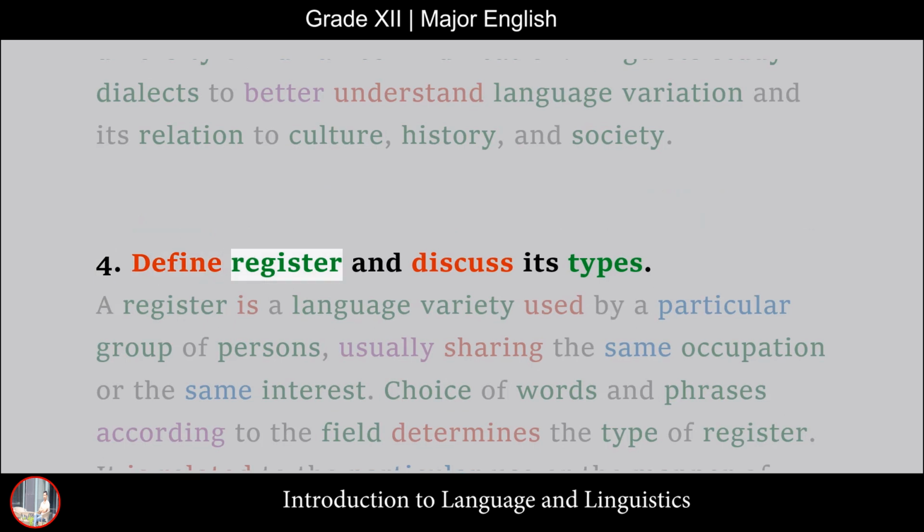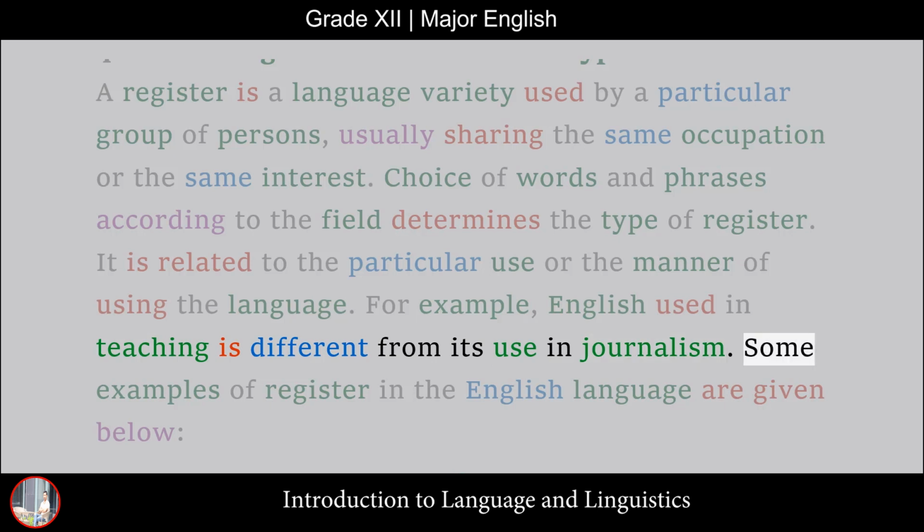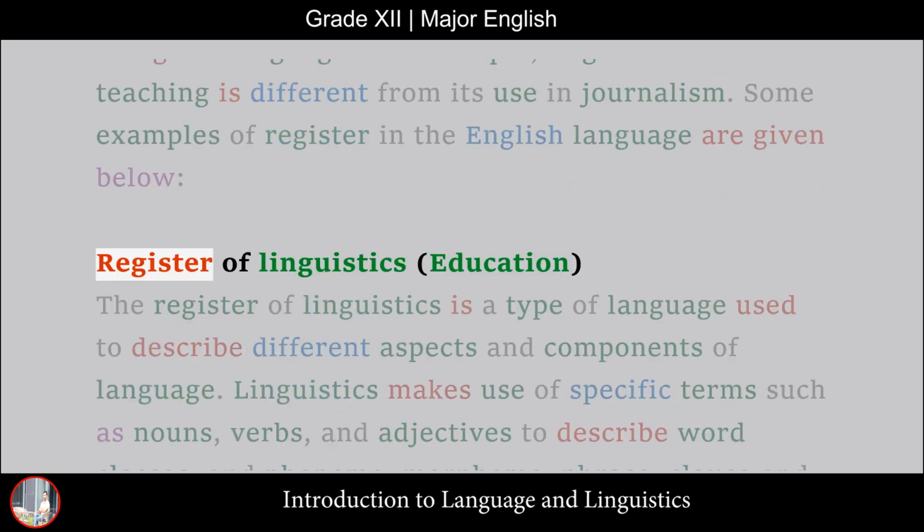4. Define register and discuss its types. A register is a language variety used by a particular group of persons, usually sharing the same occupation or the same interest. Choice of words and phrases according to the field determines the type of register. It is related to the particular use or the manner of using the language. For example, English used in teaching is different from its use in journalism. Some examples of register in the English language are given below. Register of Linguistics, Education.